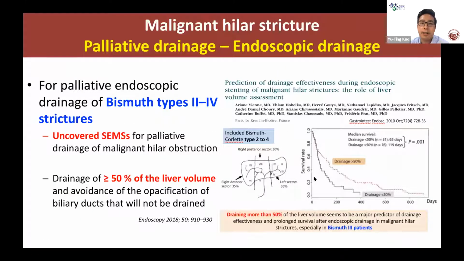And I think most of you also know this study. If you want to perform palliative drainage in high-grade malignant hilar obstruction, like Bismuth type 2, 3, and 4, you need to drain at least 50%. They can decrease the mortality and the morbidity.